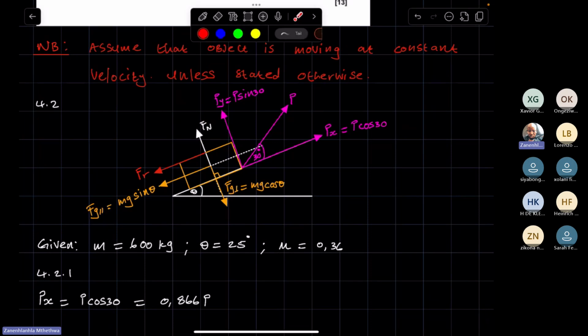In the x direction, you have this component of P that's parallel to the plane. You have this component of the gravitational force that's parallel to the plane. You have the frictional resistance. Those are all the forces that are parallel with the x-axis.